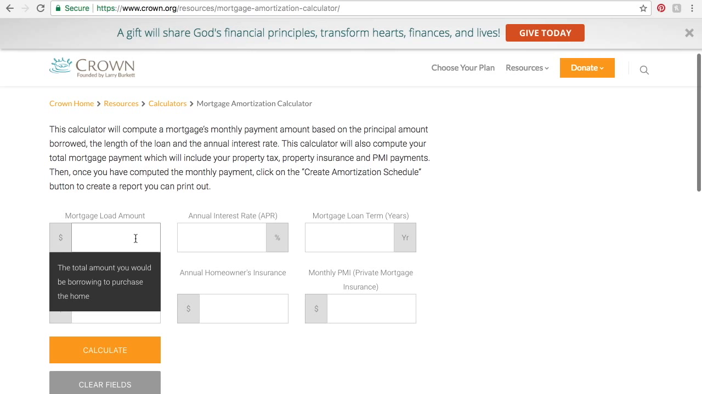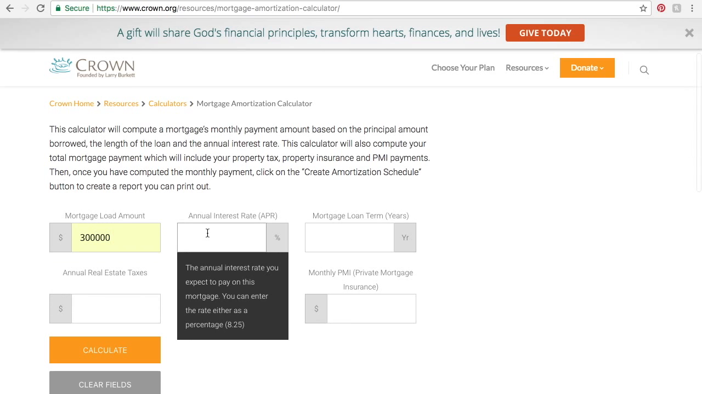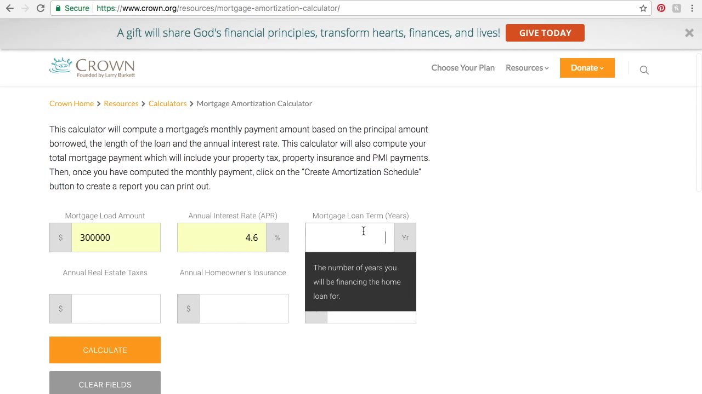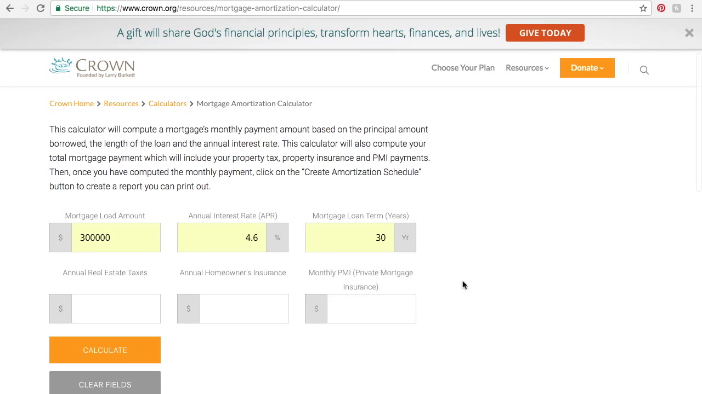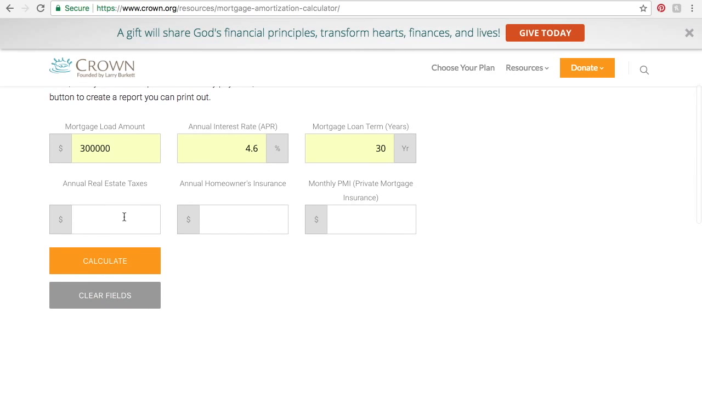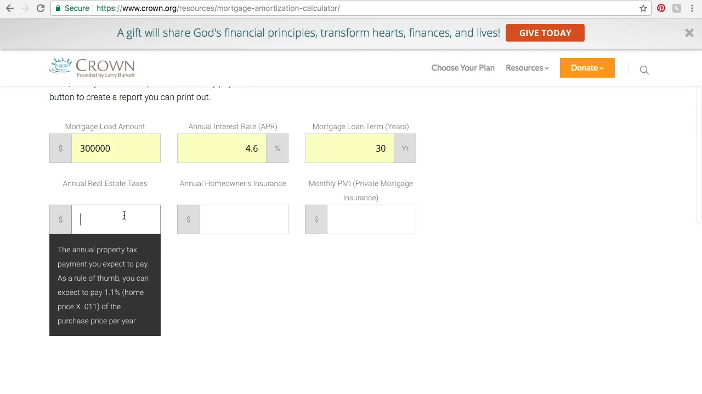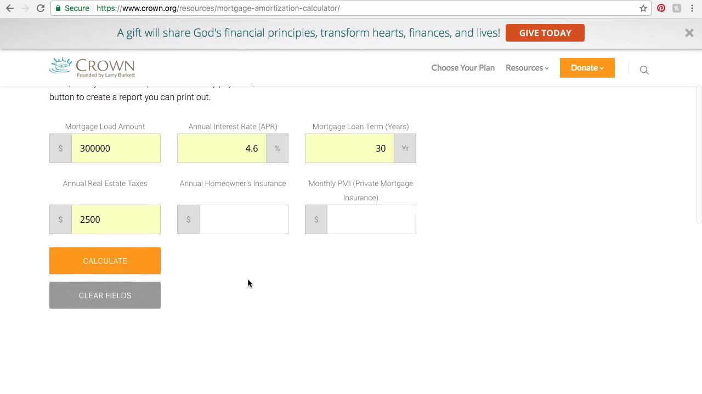So let's pretend we're taking a loan out for $300,000. We're borrowing $300,000. Interest rates change from year to year, but for this example, let's use 4.6%. We're going to go ahead and use a 30-year loan. It tends to be the most common number of years on loans. However, you can take a loan out in different numbers of years. Annual real estate taxes. This is going to be very individual to each home. If you're looking to buy a house, you could see that on the listing, what the real estate taxes are.